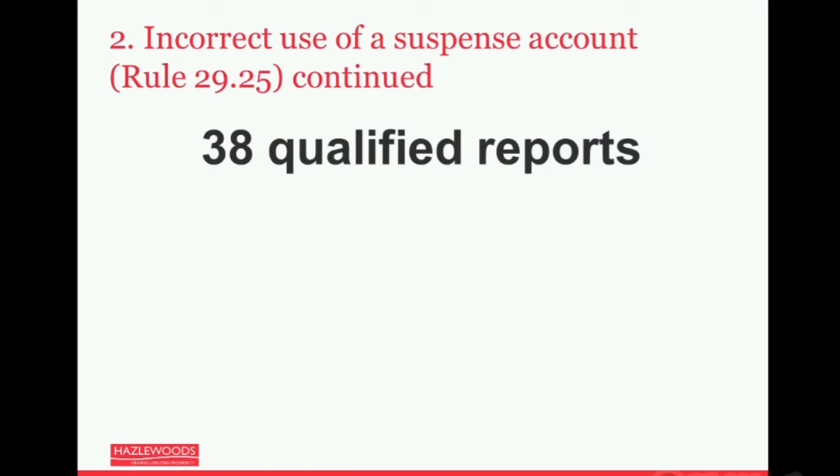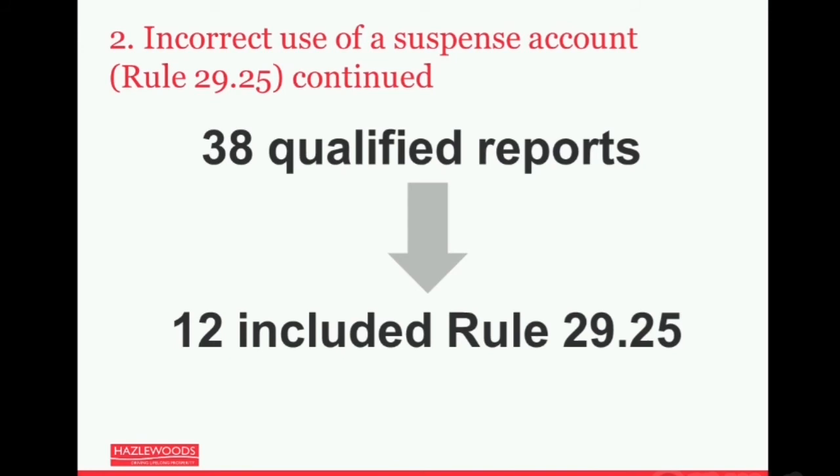Of the 38 accountants' reports which were qualified last year, 12 of these included reportable breaches in relation to the incorrect use of a suspense account. This breach is reportable where suspense ledgers have old unidentified balances on them and there is no evidence that anything has been done to identify the clients and either allocate them to correct ledgers or return them to their sources.